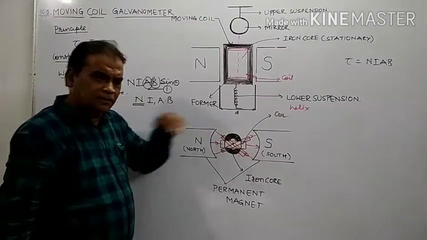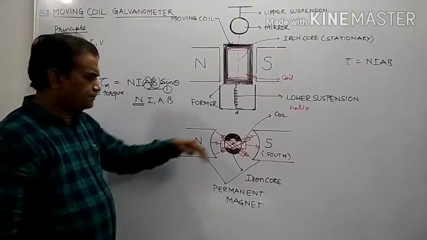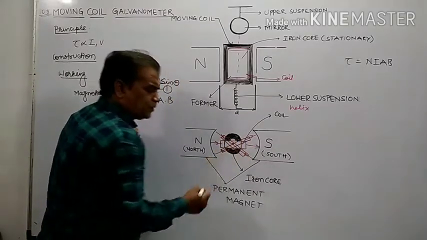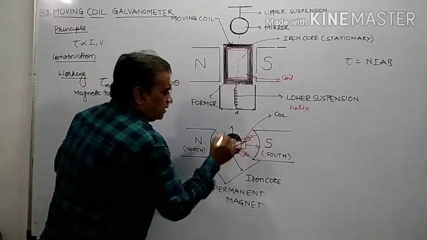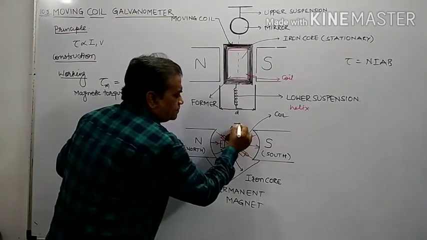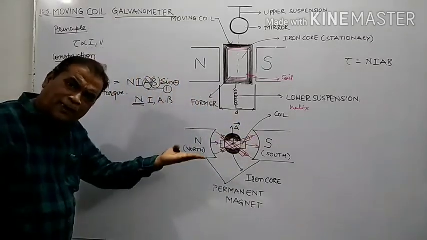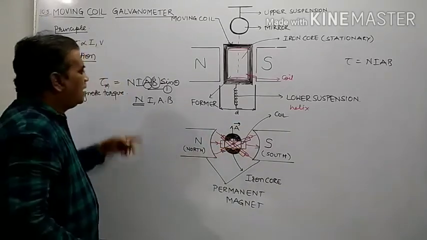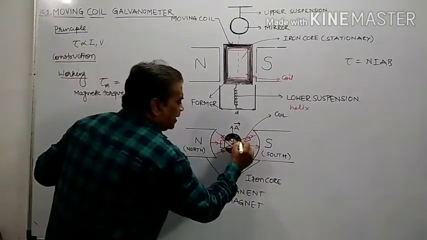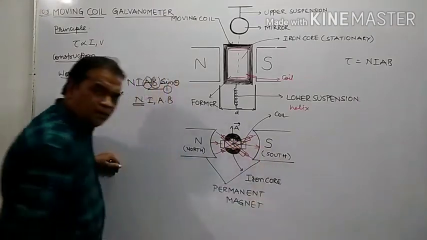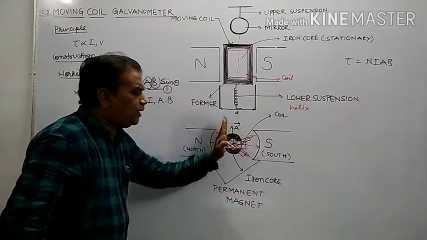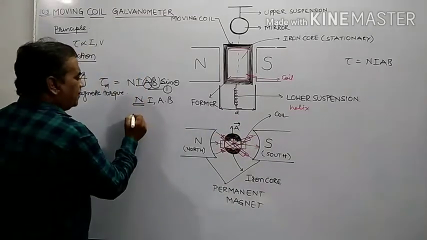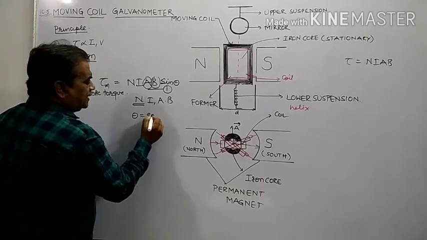So look at the area of this figure. For this figure, suppose the coil is at this position. Then the area vector is perpendicular to the plane of the coil. Area vector is perpendicular to what? The plane of the coil. And theta is the angle between the area vector and the direction of the magnetic field. What is that angle? The normal to the plane of the coil is at 90 degrees with the direction of the field, which means theta is equal to 90 degrees.